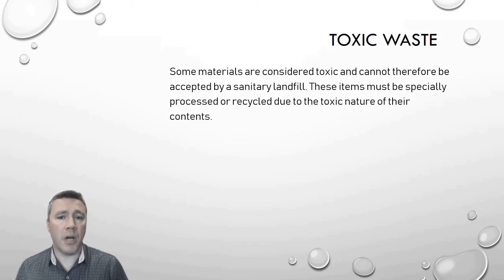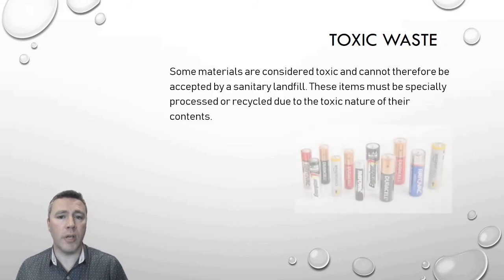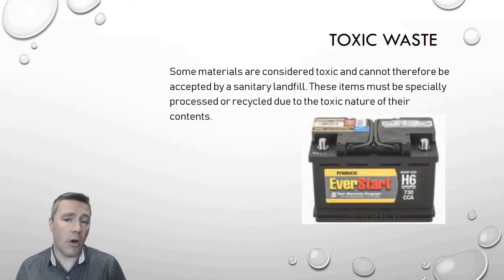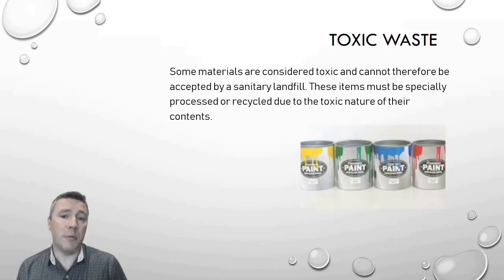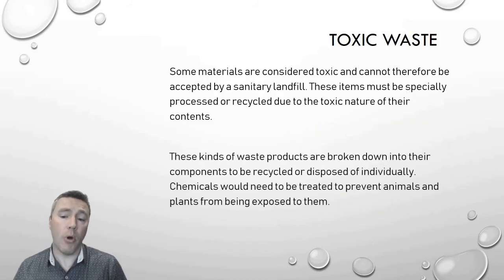Some of the most common toxic materials that you may be familiar with include things like batteries, car batteries, tires, appliances, and even paint. None of these things can be disposed of directly into a landfill, so instead they need to be broken down into their components. For example, the copper or other metals could be removed from them and recycled, or the plastics or the glass could be removed from them and recycled and then disposed of properly. Products that contain chemicals in them would need to be treated to prevent animals and plants from being exposed to them.